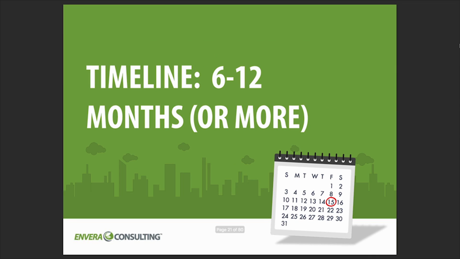And in terms of a timeline, it can take anywhere between 6 to 12 months or more to get an air permit. And so you want to be sure that you incorporate this timeline into your overall project so that your expectations with respect to getting a permit, or how long it may take to get a permit, are realistic.